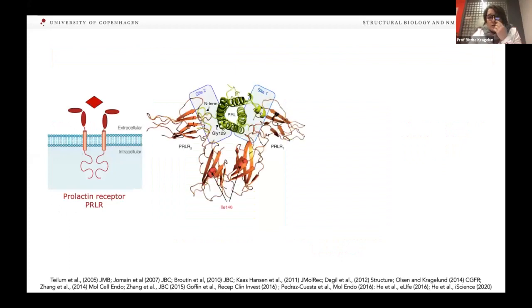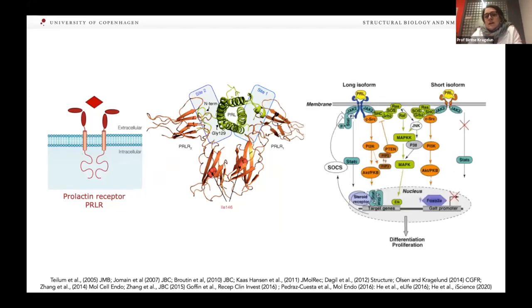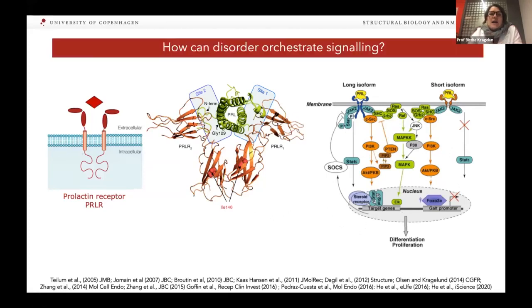We solved the structures of the extracellular domain, of the prolactin hormone, and of the complexes. We did antagonists, and we know a lot about what's going on in these beautiful structures, and we did a lot of mutational studies. But in essence, this is where it all happens. This is on the intracellular side. These are all the signaling that controls the function of these proteins. So one of the questions that we are asking is, how can we leave this order in charge of signaling?